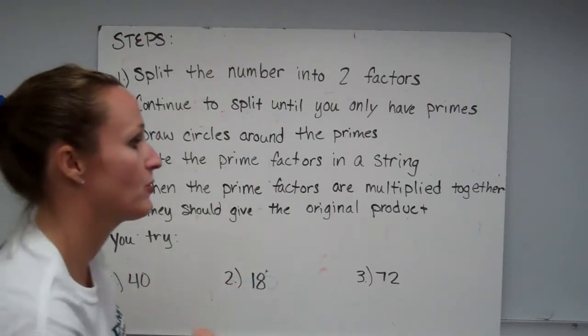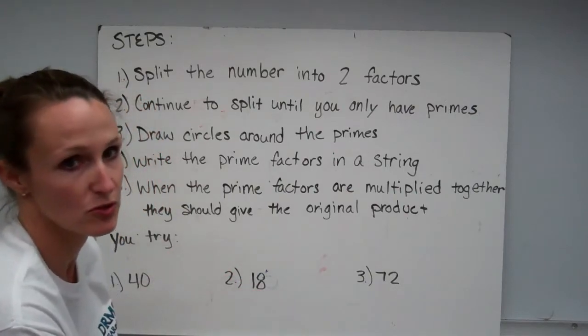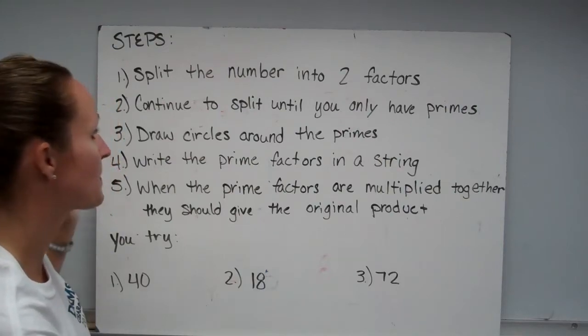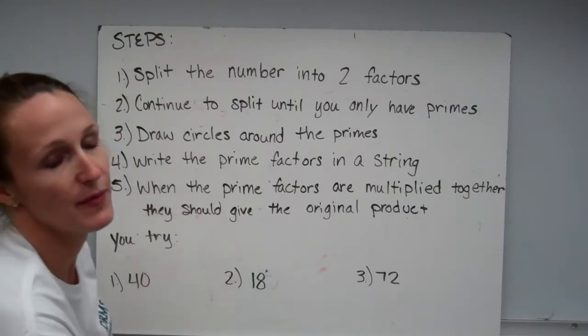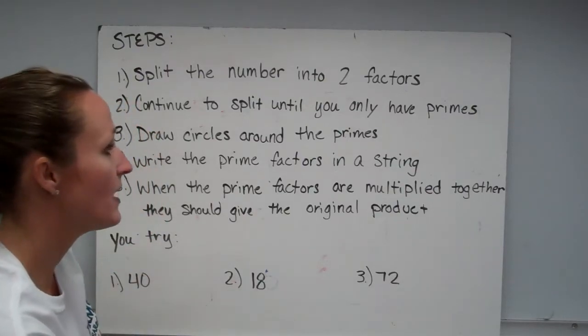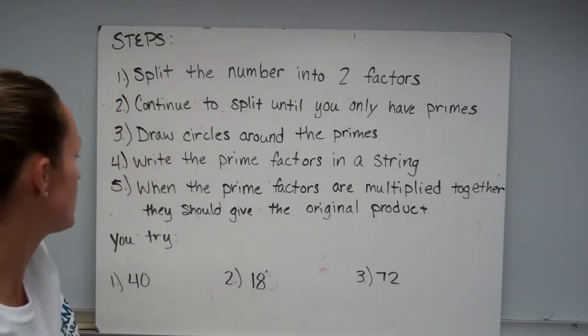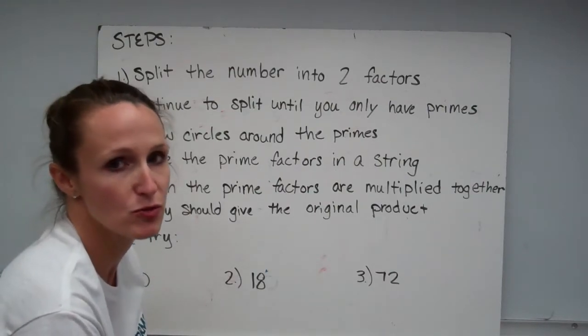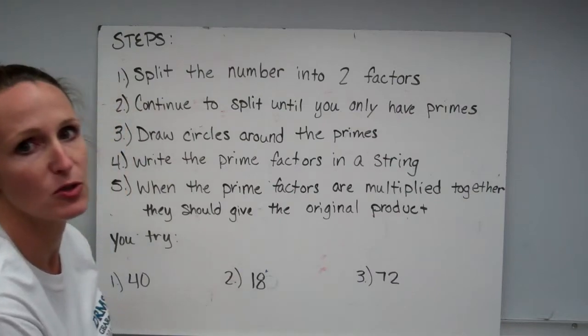Draw circles around the primes. When we got to the bottom, we drew circles. Write the prime factors in a string. That's where we went back at the end and wrote 2 squared times 3 squared. When the prime factors are multiplied together, they should give you the original product. So if we went back and multiplied 2 squared times 3 squared, we would get 36.